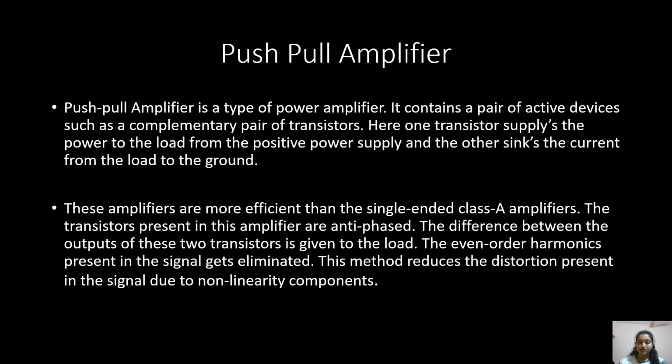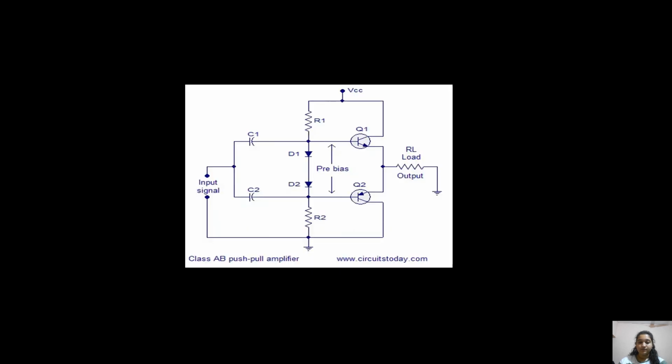The transistors present in this amplifier are in anti-phase. The difference between the outputs of these two transistors is given to the load. The even order harmonics present in the signal get eliminated. This method reduces the distortion present in the signal due to non-linear components. The diagram of the push-pull amplifier.